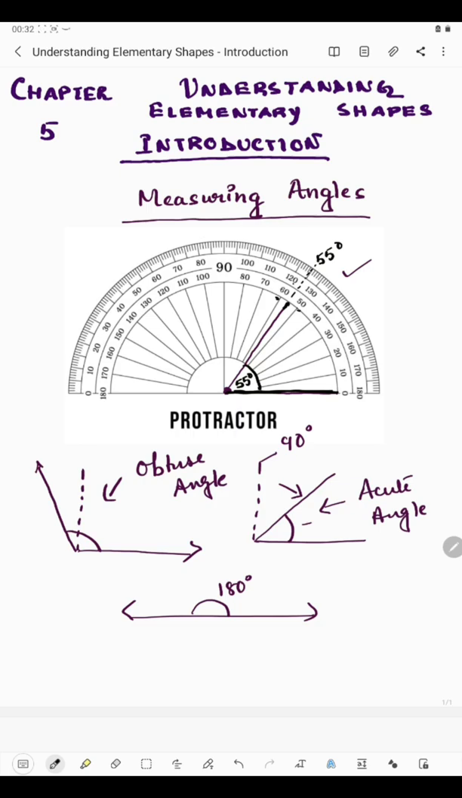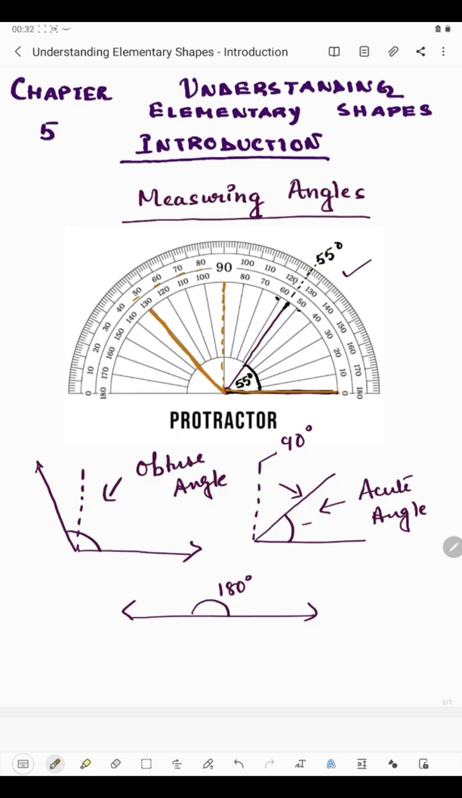Okay, now suppose this is there, and we need to find the angle. Now here is 90 degrees and this line is more than 90 degrees, so obviously it is an obtuse angle, meaning more than 100 degrees. So we cannot see the upper part here, we see the lower one.